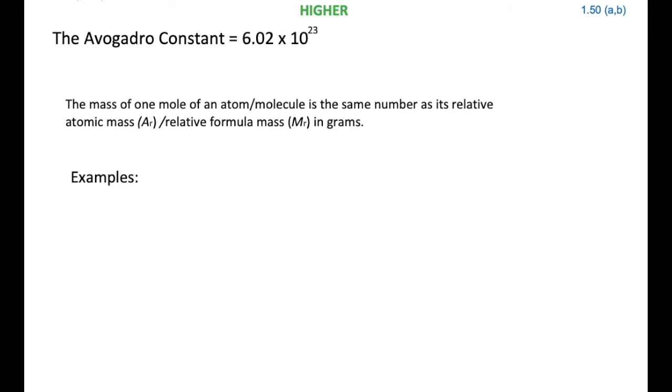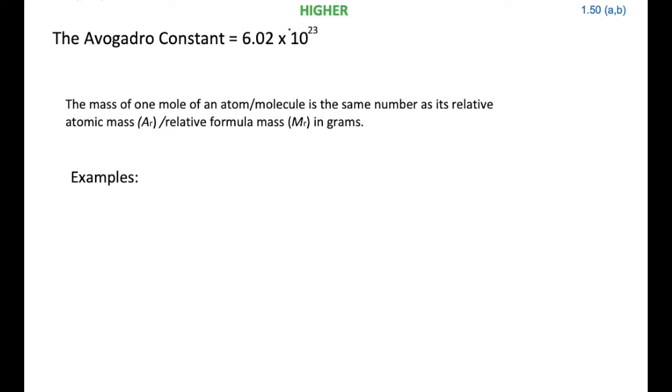Welcome back to Atomo Tutorials, and for this video we are taking a look at one of the most important aspects of chemistry, for calculations especially, something known as the Avogadro constant. And the Avogadro constant is this number here. Now, depending on how familiar you are with standard form, you should know that this is an incredibly large number.